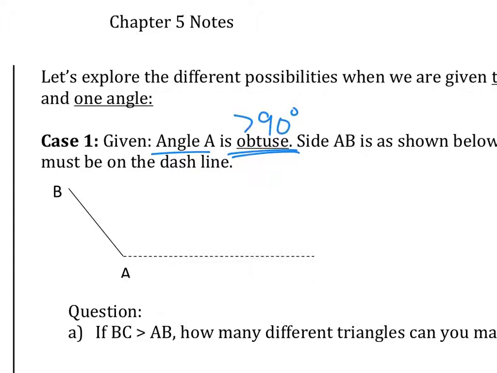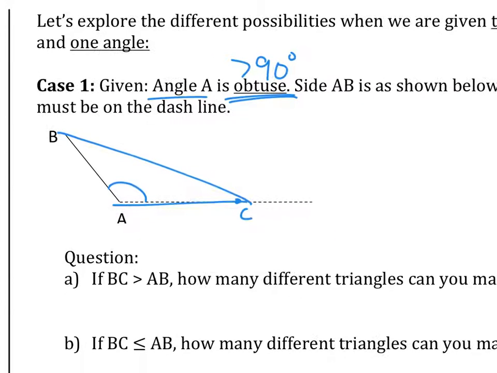Side AB is shown. So you can see this angle is bigger than 90. C has to be somewhere on the dashed line, obviously. Let's say that C is here. You draw a triangle. If BC is longer than AB, how many different triangles can you make? B. If BC is the same or shorter than AB, how many triangles can you make?